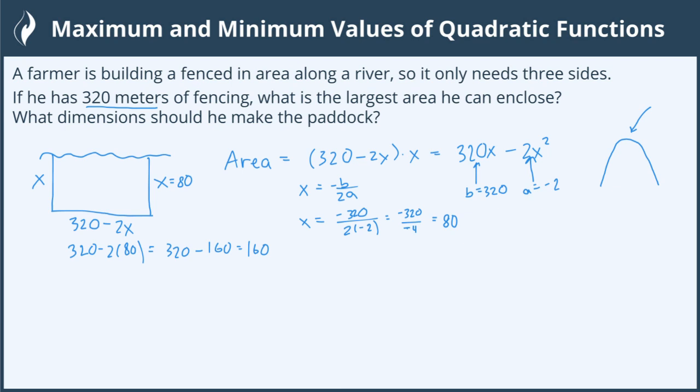So it looks like the dimensions of this paddock will be 160 meters long by 80 meters wide. And we also need to find the area. So the area, let's just do 160 times 80, length times width, which gets me 12,800 square meters.